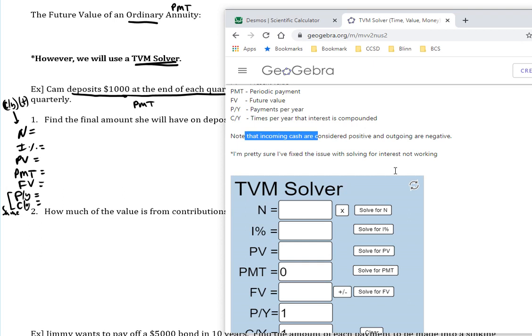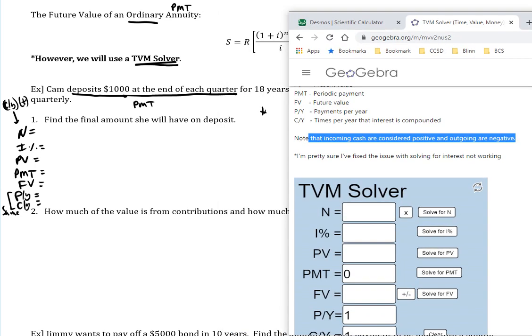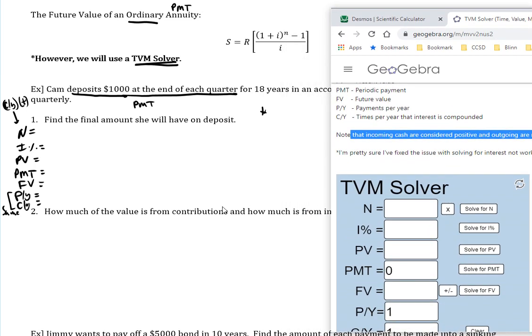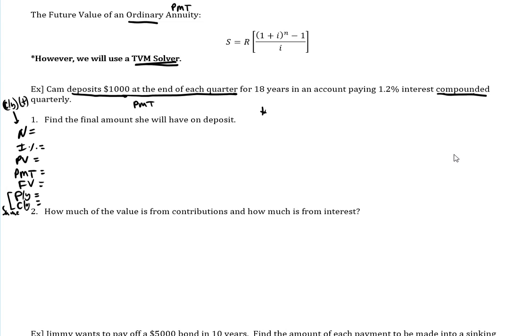Let me just go ahead and show it. Incoming cash is considered positive and outgoing is negative. This would be outgoing because Cam is depositing this. It's going out of her pocket and into the bank's pocket for at least a little bit. And when she takes it out, she would have incoming cash, and that would be considered positive. So often payments are negative. Payment is outgoing, so it's a negative value when we plug it into the solver. So we'll do negative 1,000 for our payment.